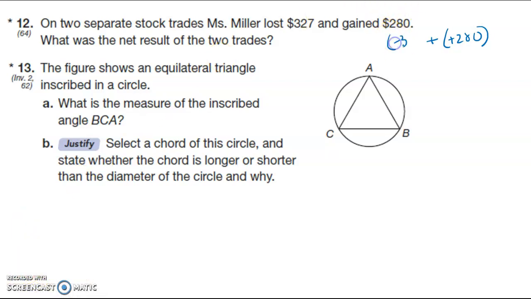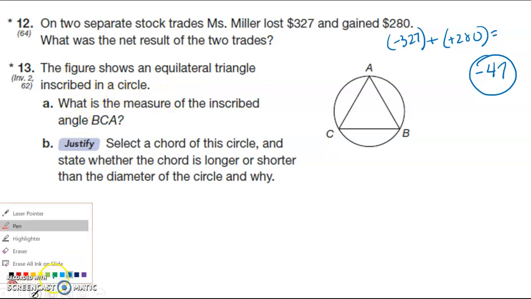So this is -327 plus that. They're opposite signs, so I'm going to subtract 327 minus 280. I get 47. And since 327 is larger, that's a negative. So she lost $47 on her stock trades.